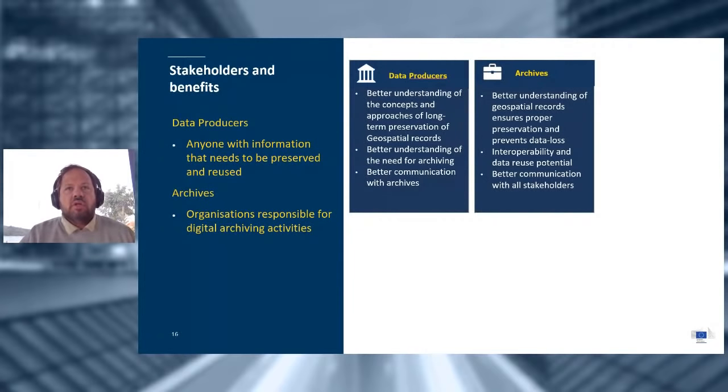On the other hand, we have the archives, who know a lot about preserving digital records or other records, but they probably lack some understanding of geospatial records and their specificity. And these specifications ensure that they will do it properly and prevent data loss. Because if you just generalize, we'll make a PDF out of this map, you lose a lot of important elements that could be very useful in the future. So this is how the archives can also ensure interoperability of their records, increase the data reuse potential, and make the archives more valuable in the future if they use a standardized, uniform way of preserving geospatial records. And of course, as before, it will help them communicate with the producers more, because they will speak more of their language.